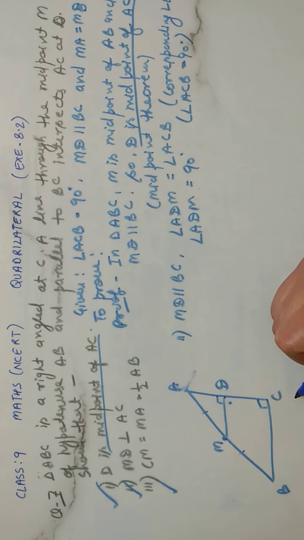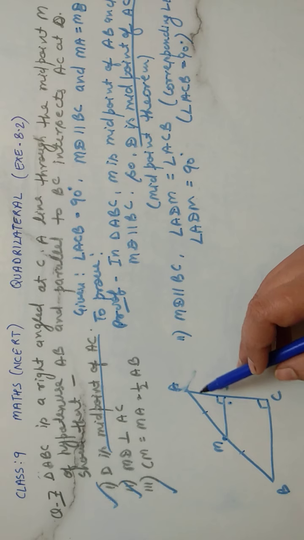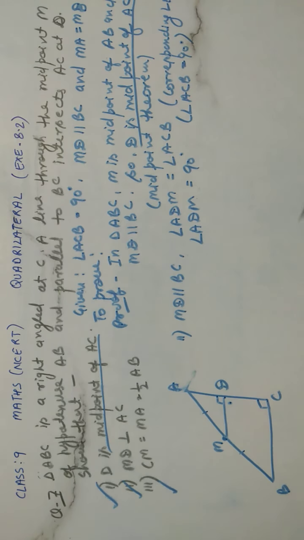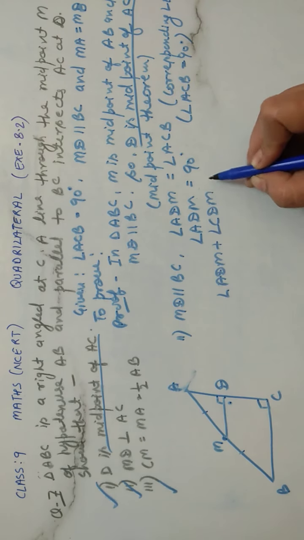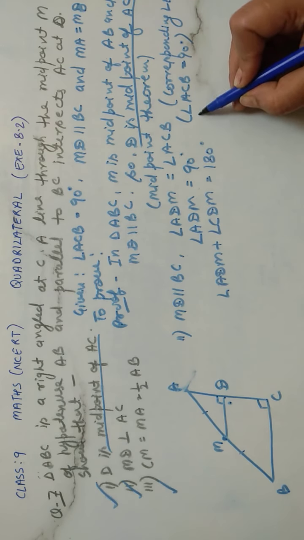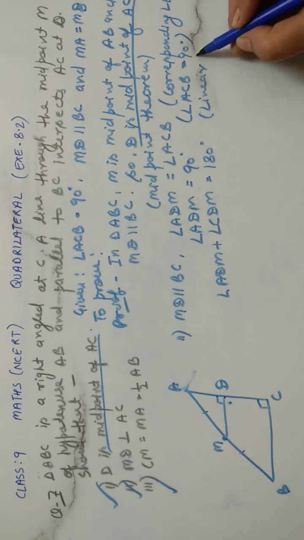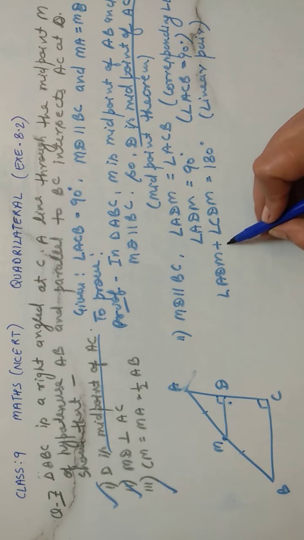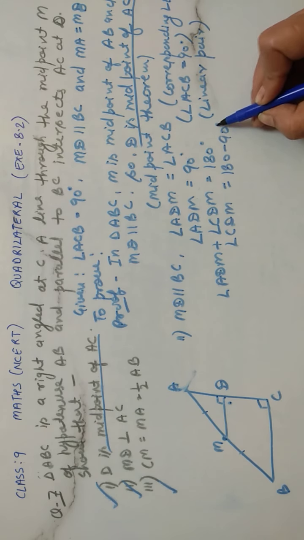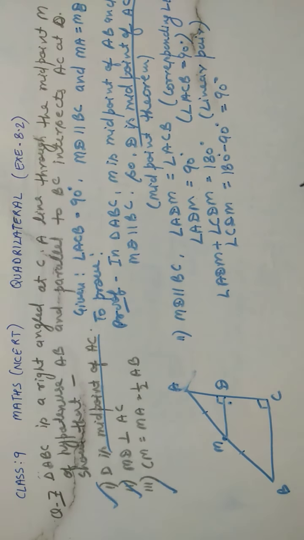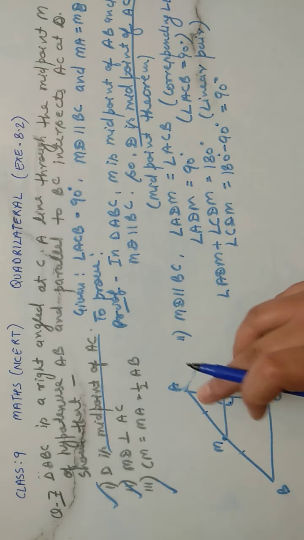Now what we have to find out? We have to find out the value of this. Just have a look. Linear pair, if one is 90, then the other one is also 90. But how will you write? You will write that angle ADM plus angle CDM is 180, and the reason is linear pair. If one is 90, then the other one is also 90. So the value of CDM is also 90, which means both angles are equal.